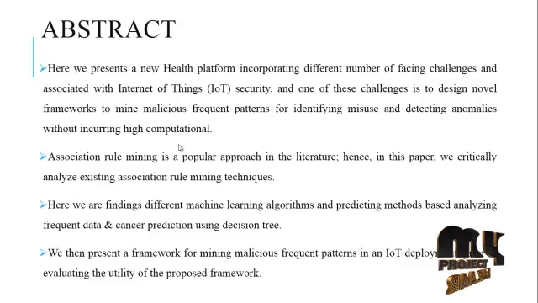Association rule mining, ARM, is one of the popular approaches in the literature. In this paper we critically analyze existing association rule mining techniques, and we find frequent data through different machine learning algorithms such as Apriori association rule mining, FP-growth, PrefixSpan, etc. These are some of the algorithms to be used.